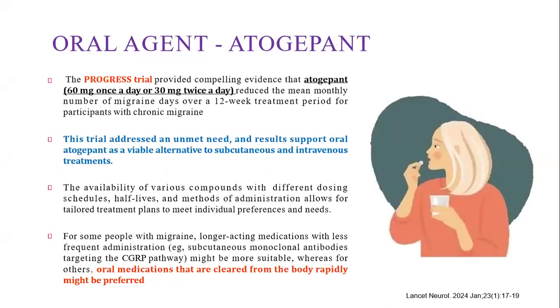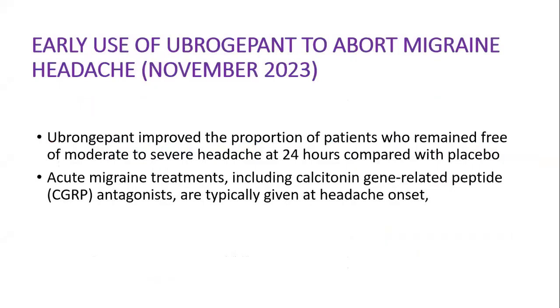The newer recent advance is that recently in November, atogepant has been approved for migraine prophylaxis therapy. It is given as 30 mg BD per day or 60 mg once a day. Or ubrogepant, this will be used to prevent the acute migraine attack. This is also approved by the FDA in November 23.